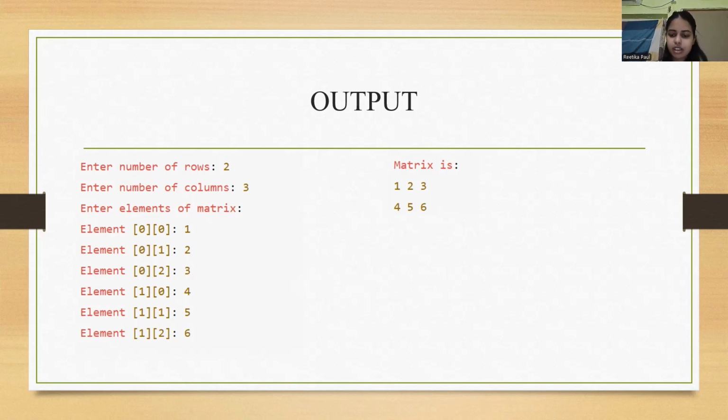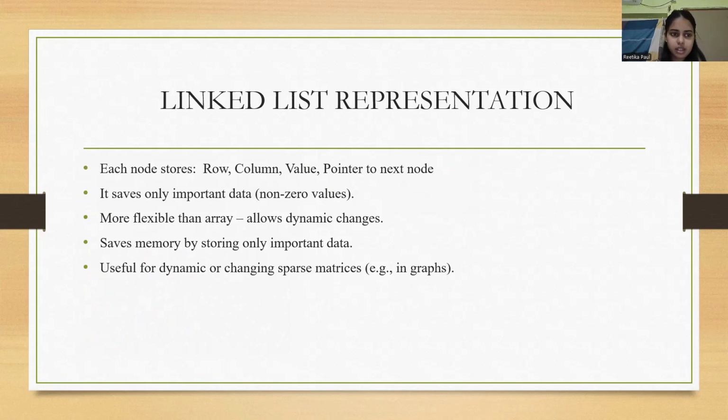So now let's move to the linked list representation. The linked list representation has nodes in it. This is a more dynamic method. Each node stores row, column, value. It saves only important data, non-zero values. A pointer is more flexible than an array, we can say, and allows dynamic change.